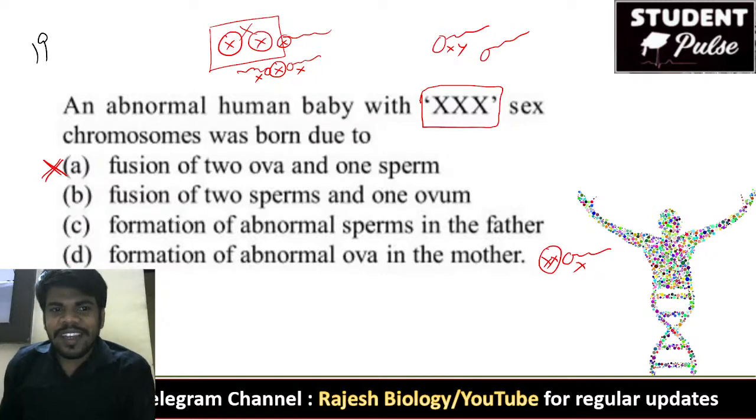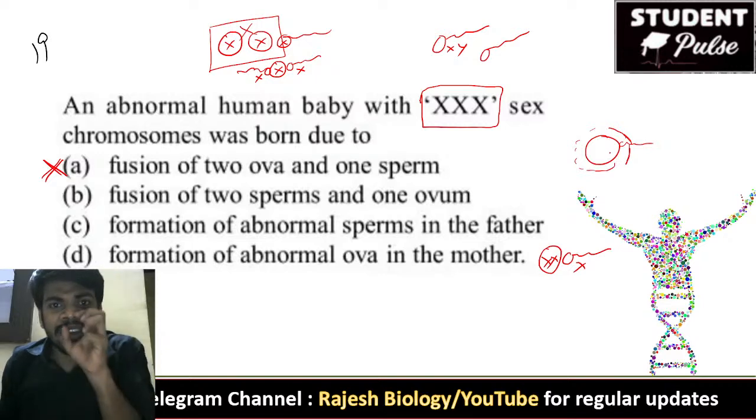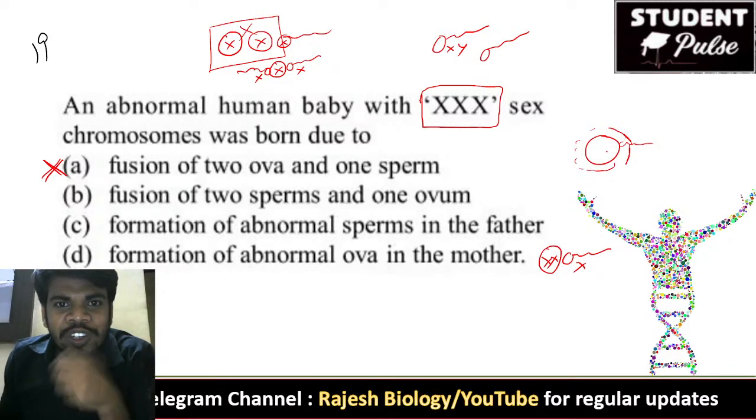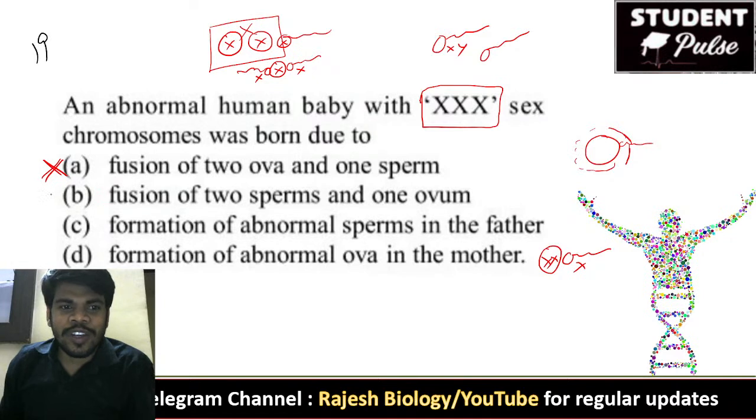Perfect. Fusion of two sperms and one ovum is also not possible. Once one sperm enters the corona radiata and crosses it, it stops the entry of the remaining sperm cells. That is the beauty of nature. So it is also wrong.